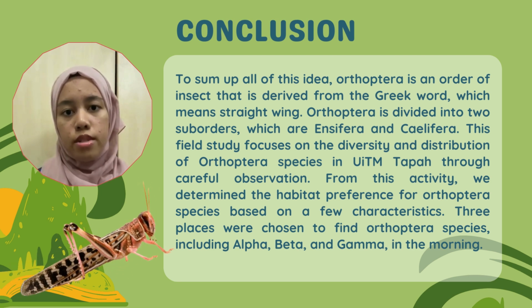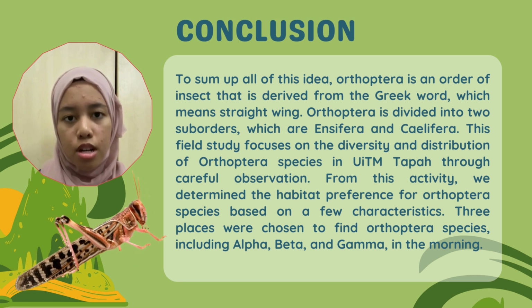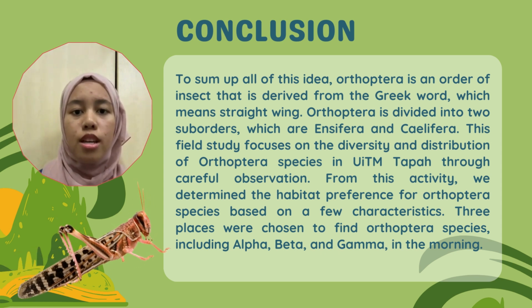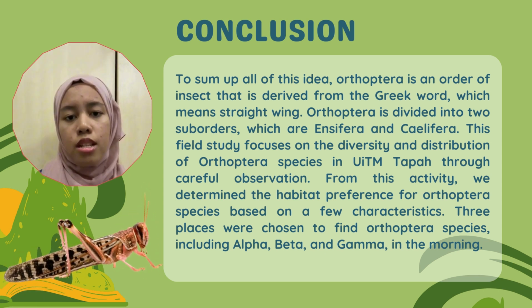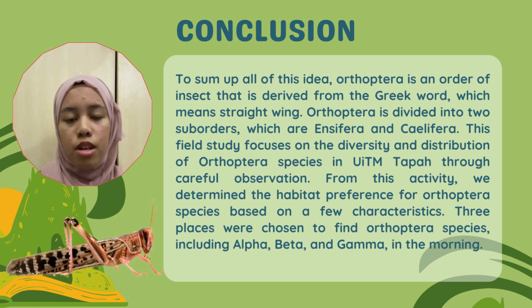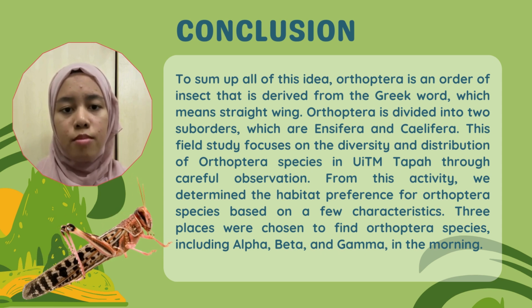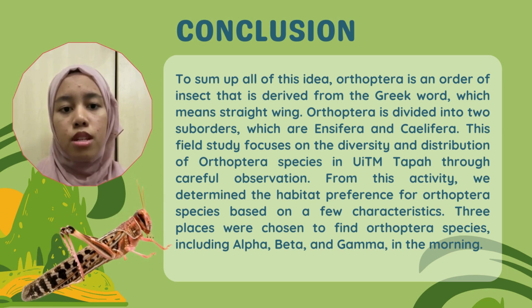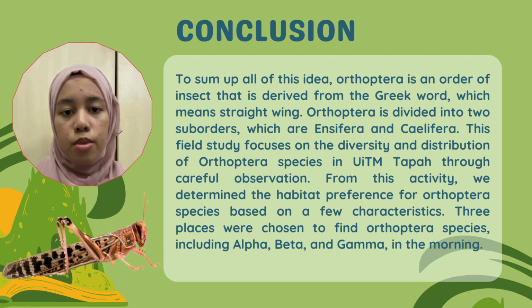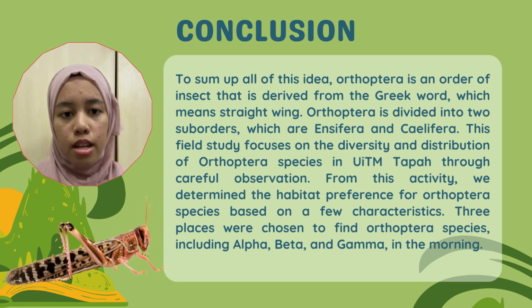To sum up all of these ideas, Orthoptera is an order of insects that is derived from the Greek word which means straight wing. Orthoptera is divided into 2 suborders, which are Ensifera and Caelifera. This field study focused on the diversity and distribution of Orthoptera species in UiTM Tapah through careful observation. From this activity, we determined the habitat preference for Orthoptera species based on a few characteristics. 3 places were chosen to find Orthoptera species, including Alpha, Beta, and Gamma in the morning.